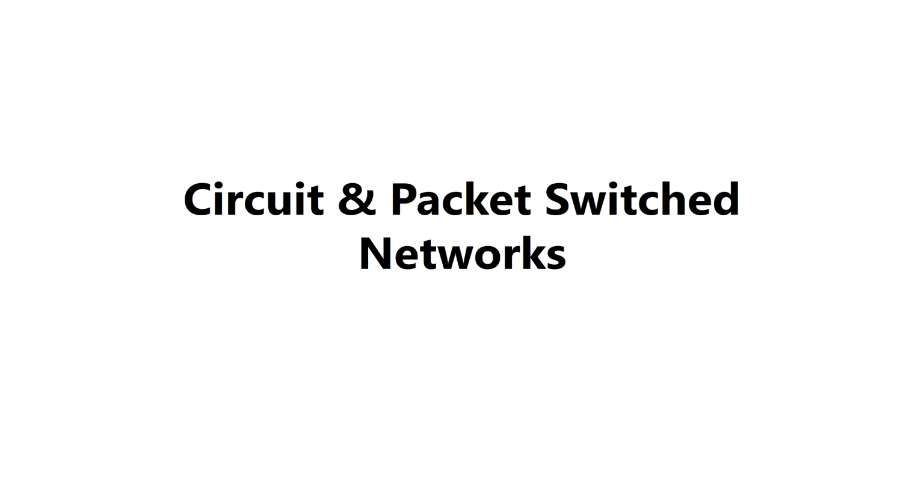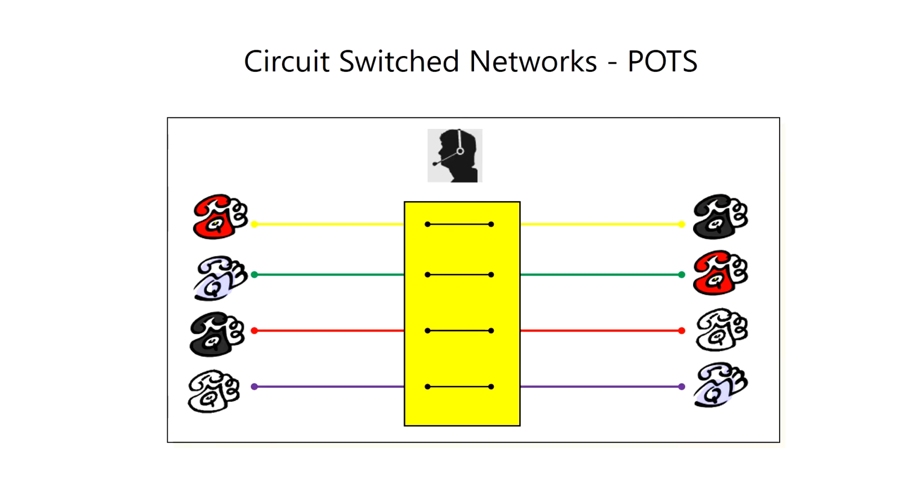Circuit and packet switching. 2 connection types that are used whenever we send data from one place to the other are circuit switching or packet switching. Circuit switched networks. A typical example of a circuit switched network is the type of path that is formed during conversation between two parties on a POTS network.